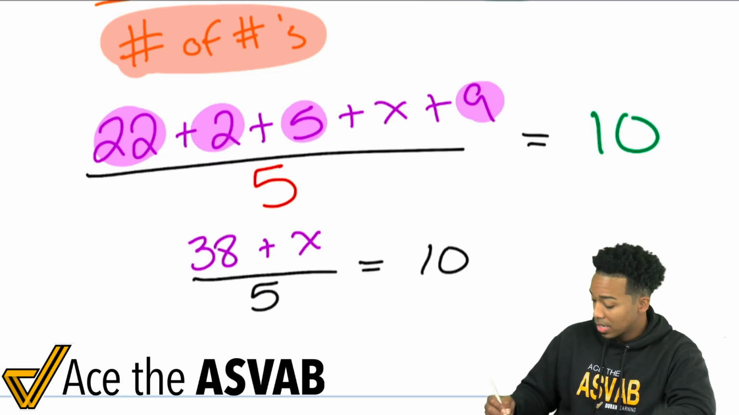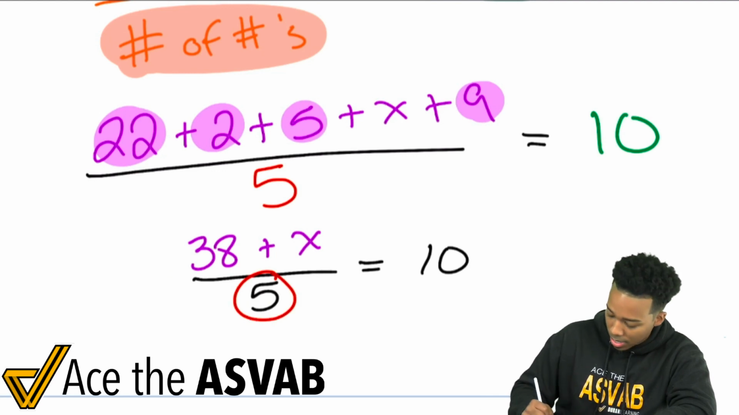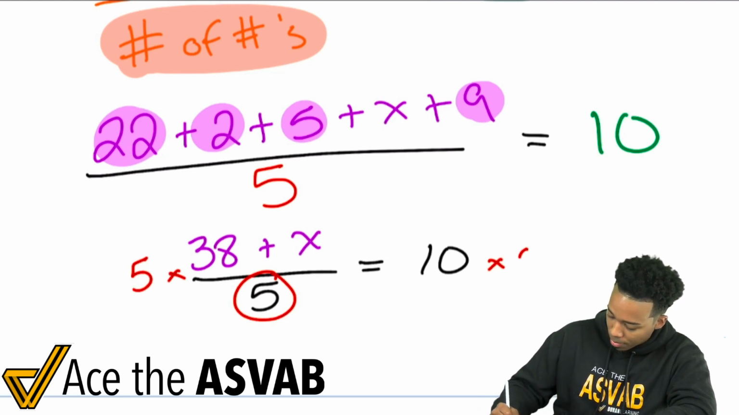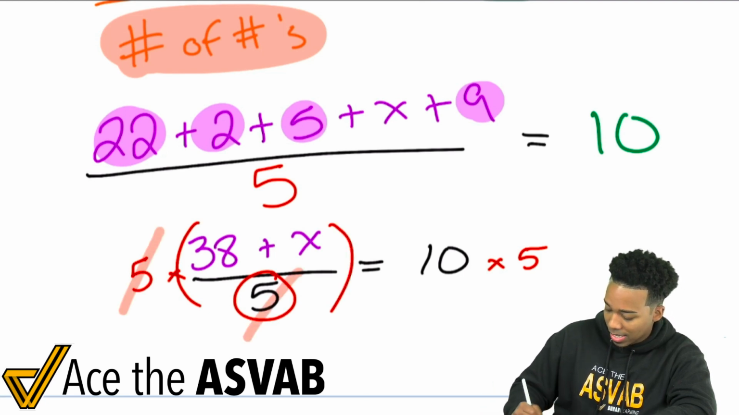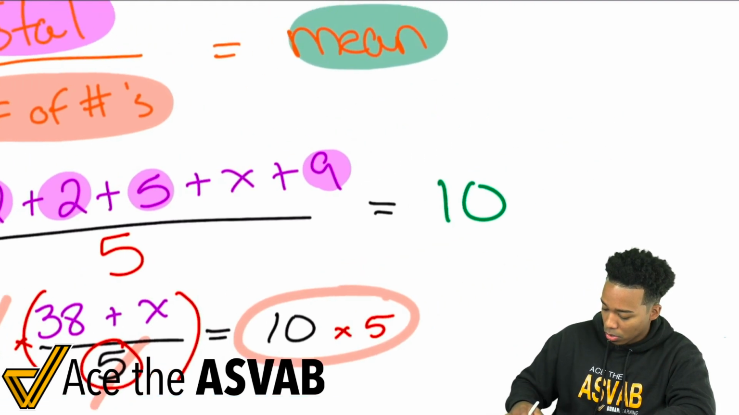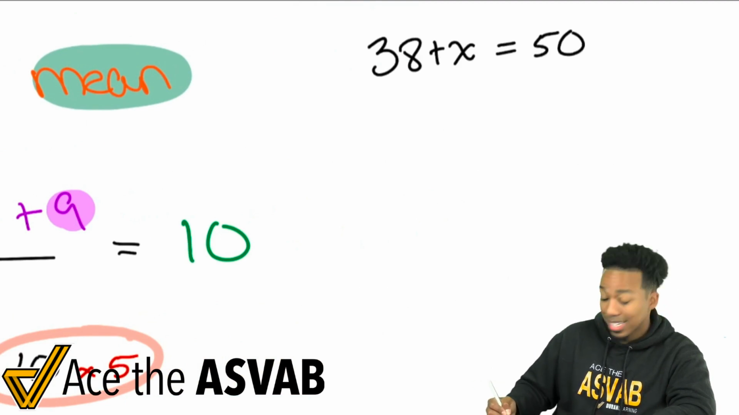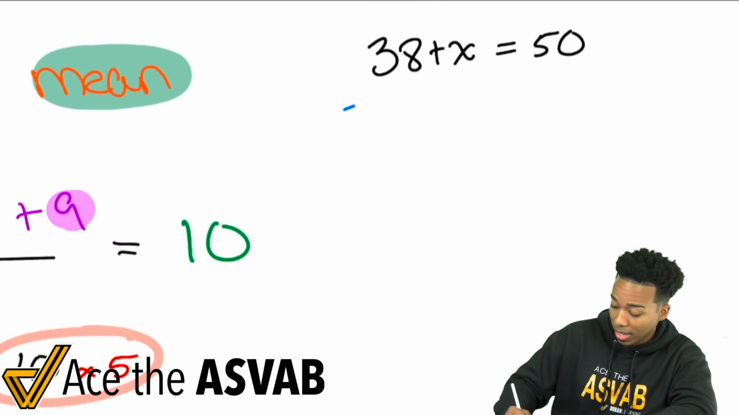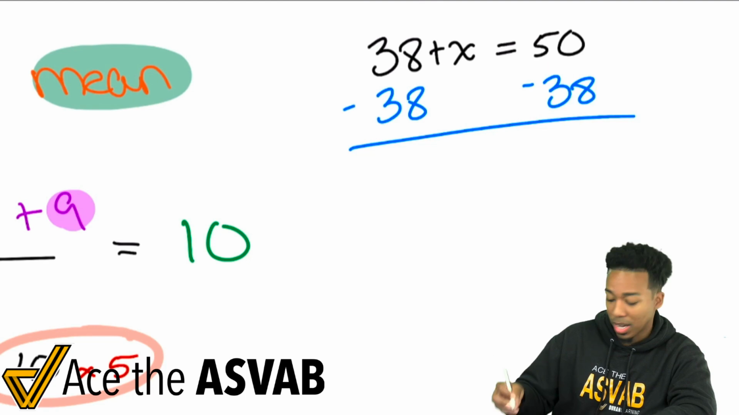What we're going to do next is multiply both sides by 5 to get rid of that 5 in the denominator. So I'm going to multiply by 5, multiply by 5. So that's going to cancel out on the left side exactly like we wanted it to. And now we're going to have 10 times 5, which is 50. Let's go ahead and rewrite this over here. 38 plus x equals 50. And now the last step we need to take is subtract 38 on both sides. Because once we do that, we have found what x is.